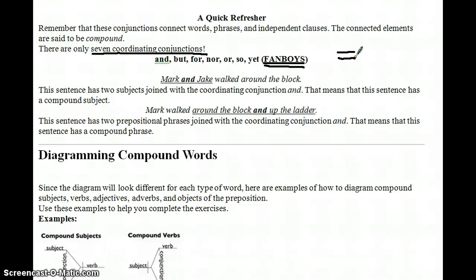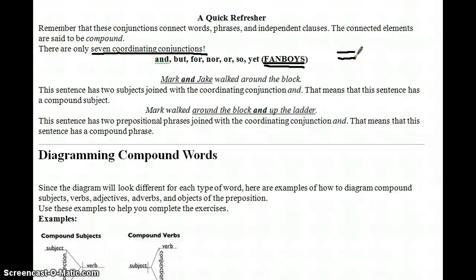Sometimes it's just 2 words, like 2 subjects or 2 verbs, and that's what we would call compound words. Sometimes there's 2 phrases balanced on either side. We call that a compound phrase. And last but not least, sometimes whole independent clauses can be balanced, and that creates a compound sentence. Okay? So this video is only going to talk about compound words, and I'll show you how to diagram them.